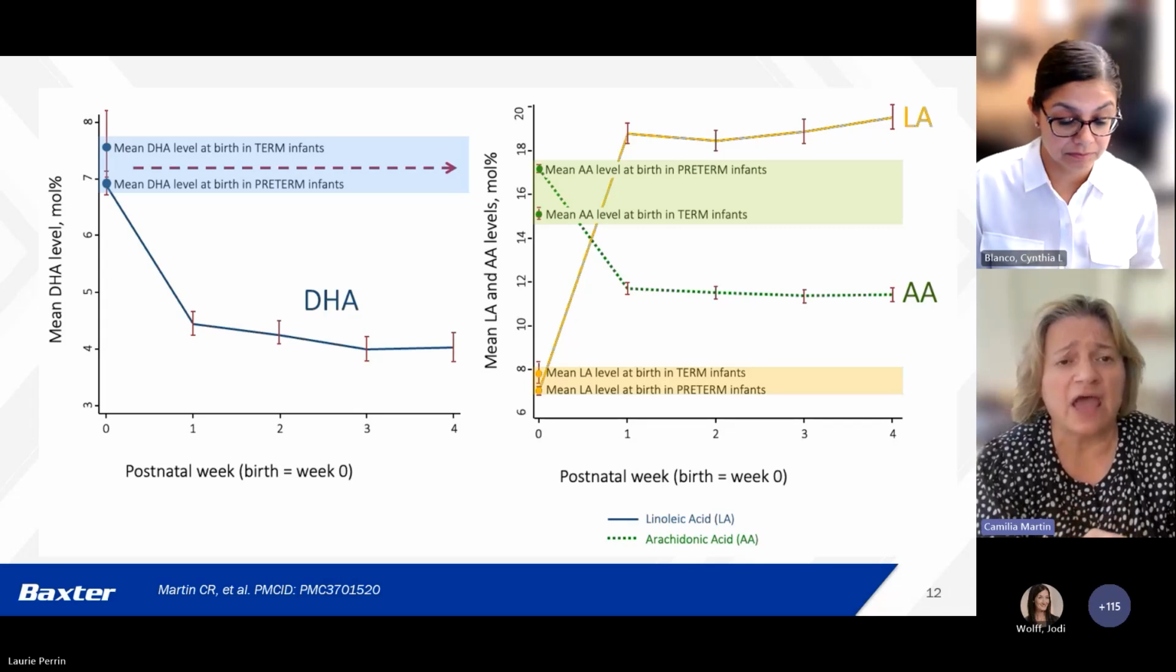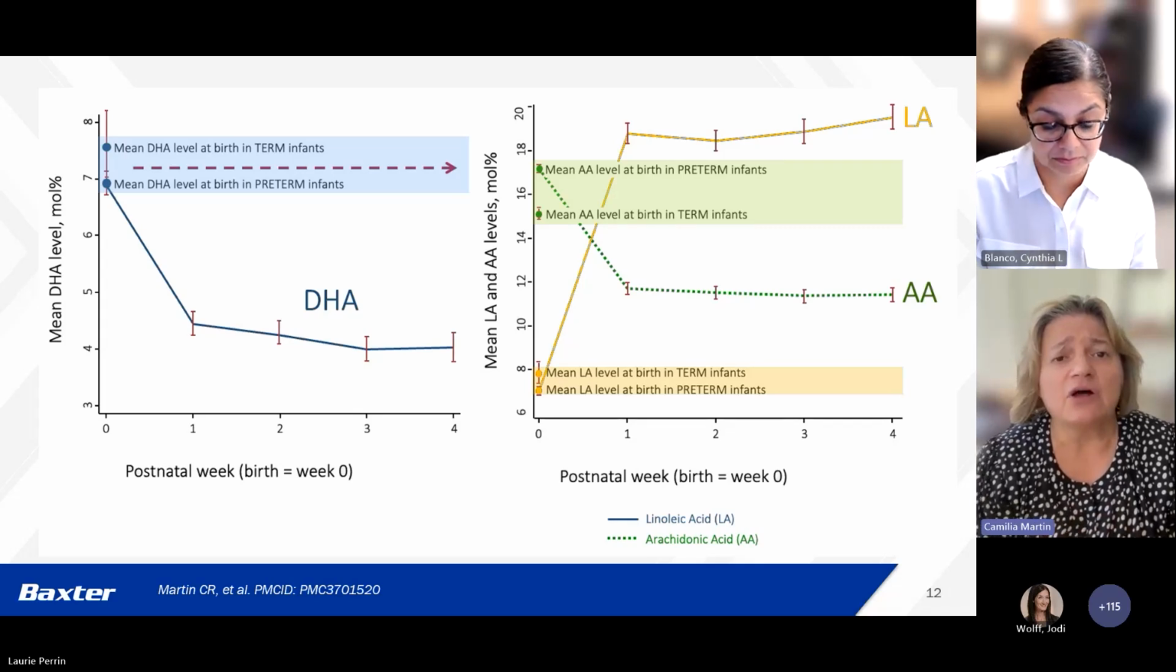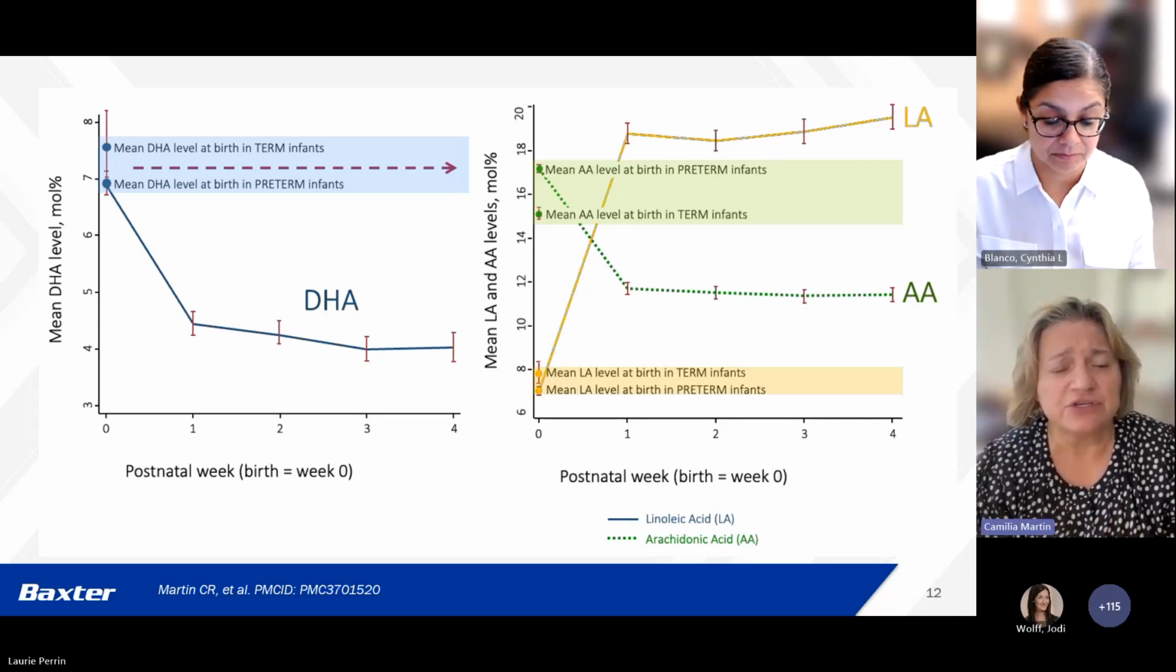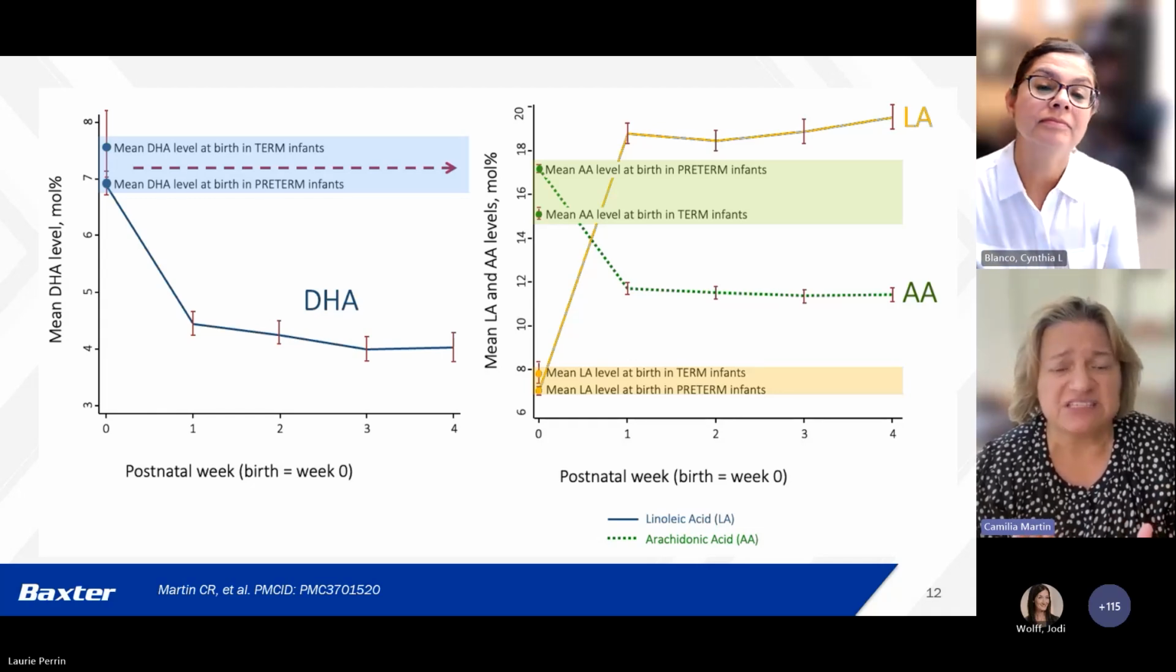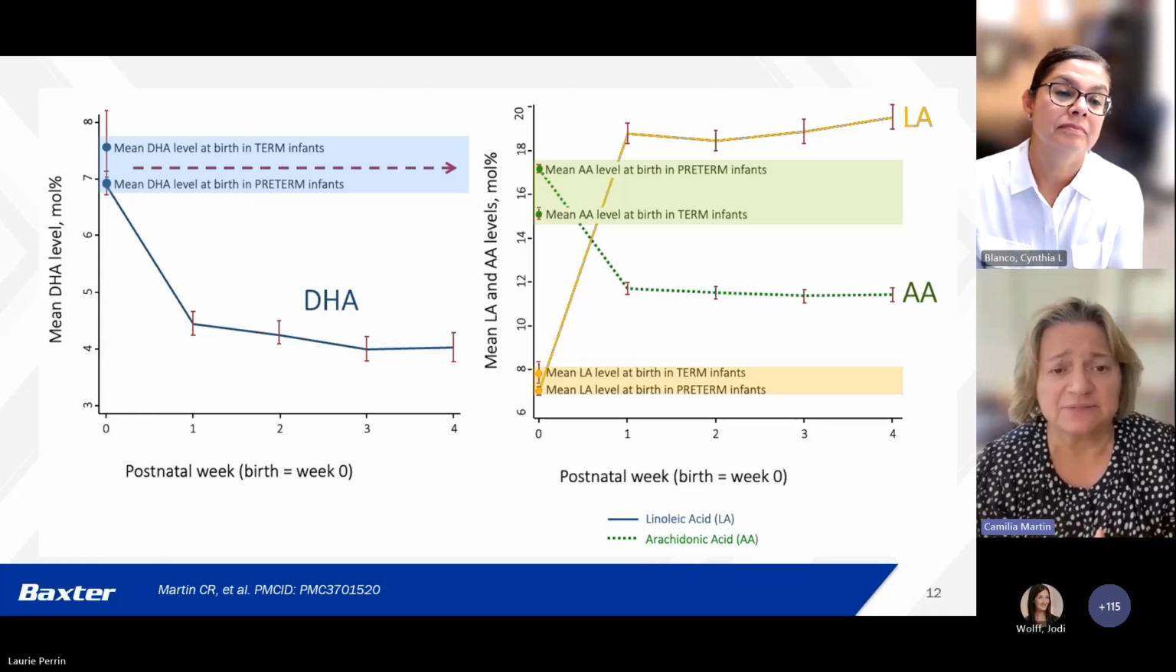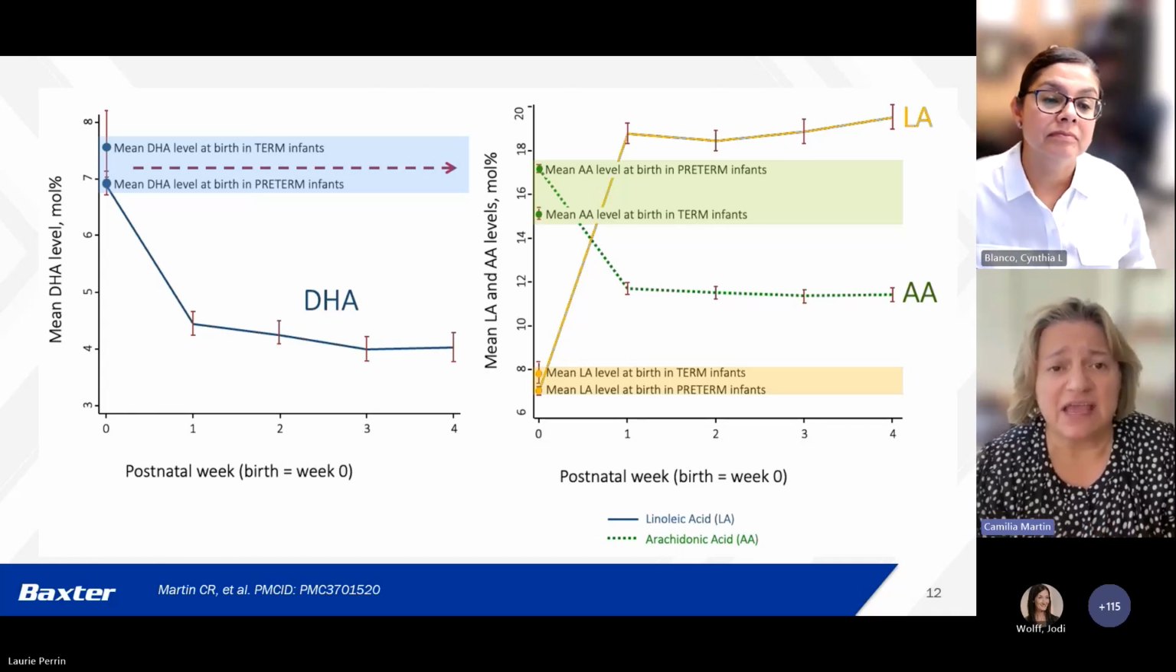And then on the left for the DHA, we also sampled term infants. And so you see the 2 blue dots. The level for term and preterm are essentially the same, 7.5 mole percent. And then by 7 days, you drop.